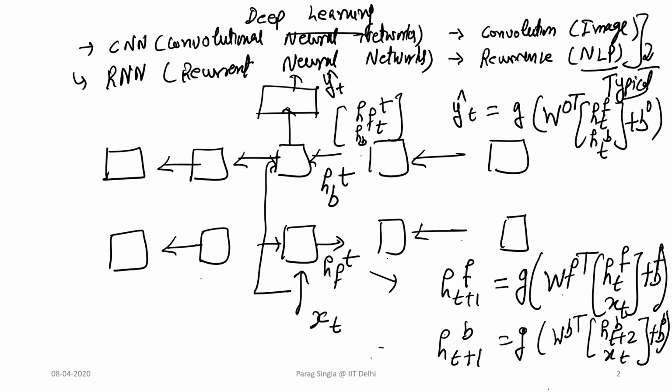Actually, let me make it consistent here. In fact, let me correct this slightly. So this will be h b t minus 1, and this will simply be h b t. So this is what we'll get. Going forward, we will have h f t plus 1 depending on h t in the forward direction, and because we are going backward, h t minus 1 will in fact depend on h t.